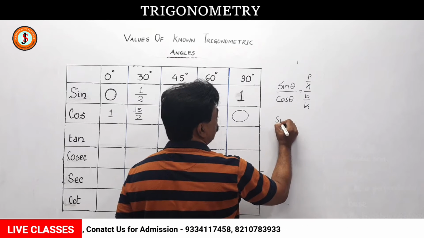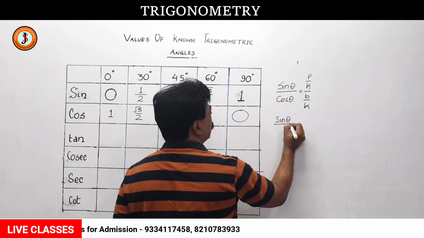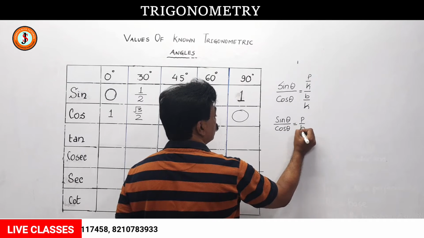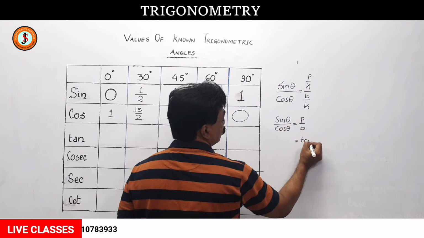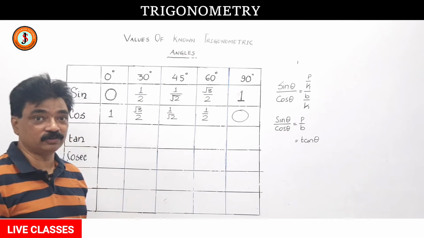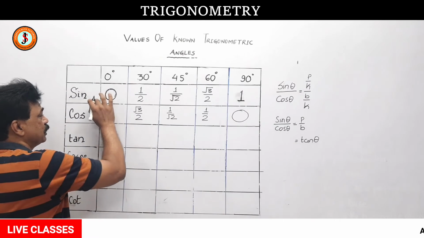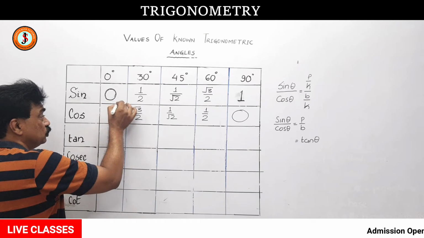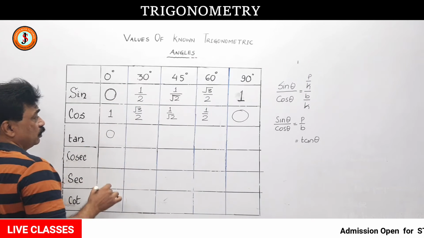So sine theta by cos theta will be equal to p by b, and p by b means what? It is equal to tan theta. So we can now easily get all the values of tan. We just have to divide sine and cos. So sine 0 by cos 0 is equal to tan 0. So 0 by 1 will be 0.